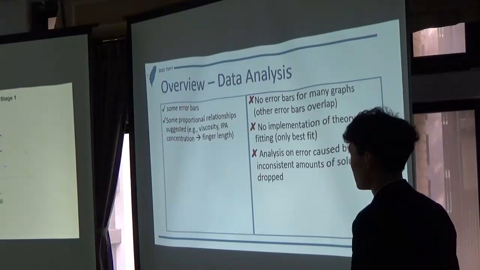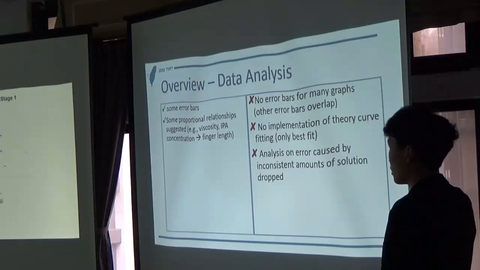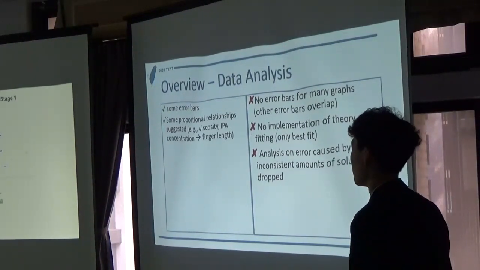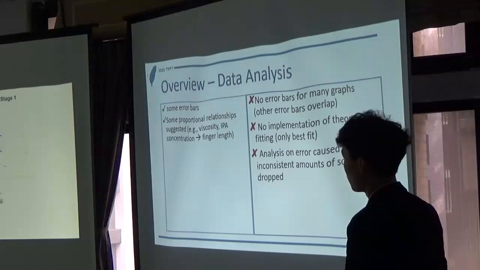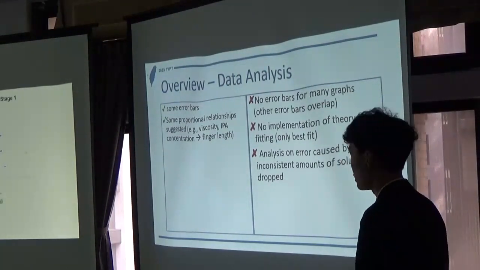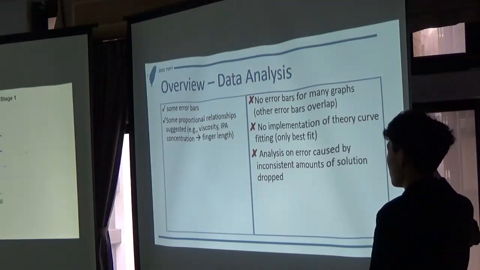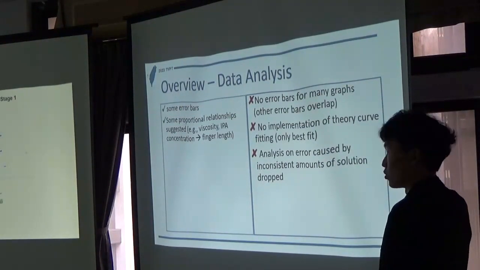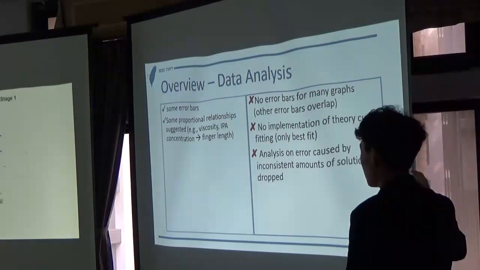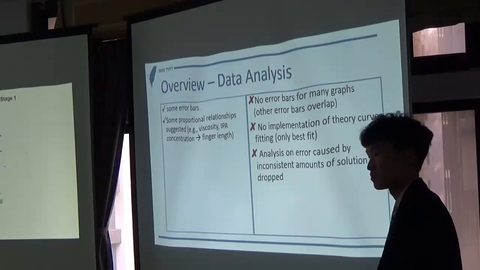So for the data analysis, they had some error bars, however, there were no error bars for many graphs, and other error bars often had overlap. They had some proportional relationships suggested, such as viscosity and IPA concentration leading to the finger length. However, they did not have any implementation of theory curve fitting, and there was only the best fit. And there was analysis on error caused by inconsistent amounts of solution drops.